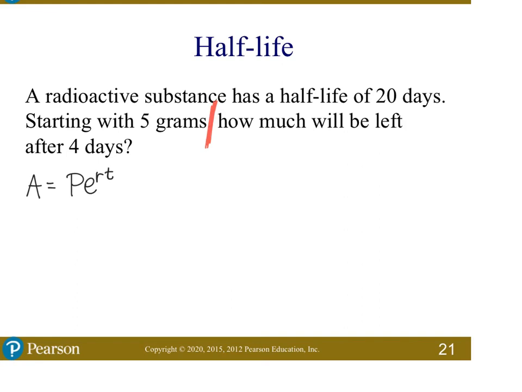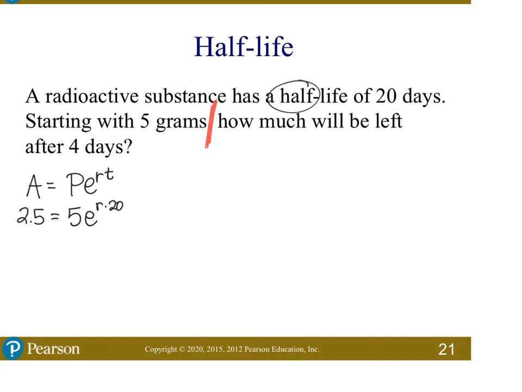We are starting with 5 grams. That's our principal. E to the r we do not know. The time is 20 days. This is where people get stuck. We actually know the value for A. It is half of what we started with. And that's why this thing is called a half-life. Now the number 2.5 isn't in the problem anywhere, but it's implied because of the word half. And so we're going to put 2.5 right here for our A value.